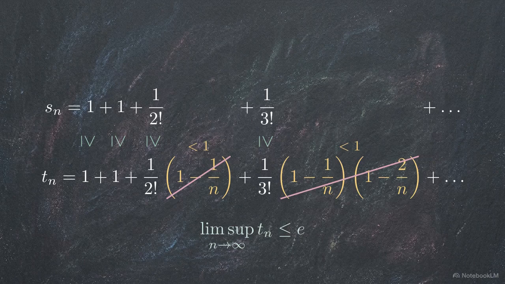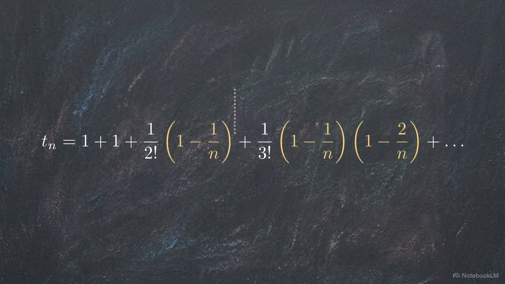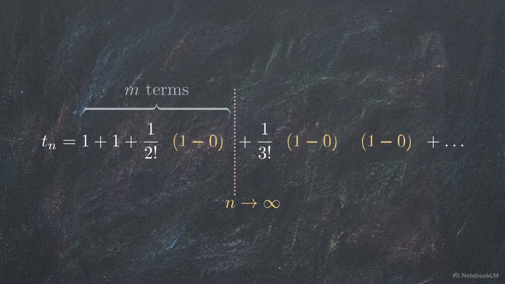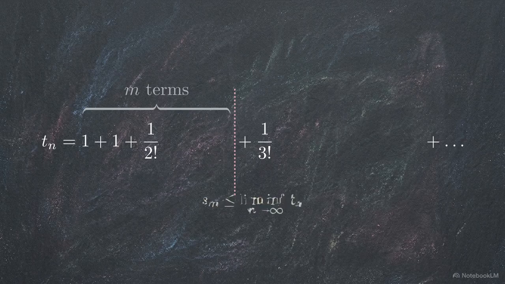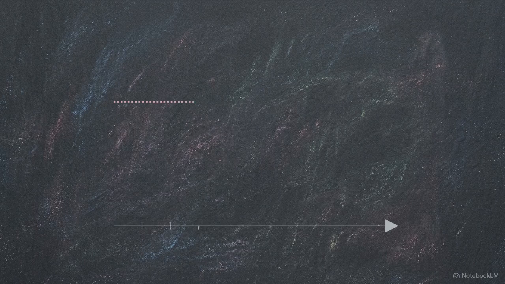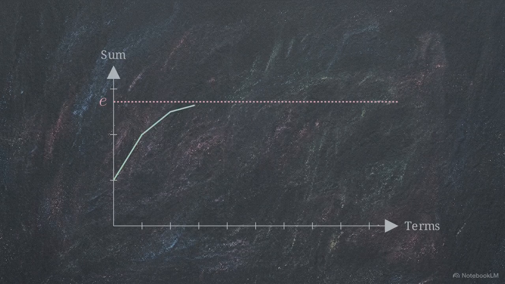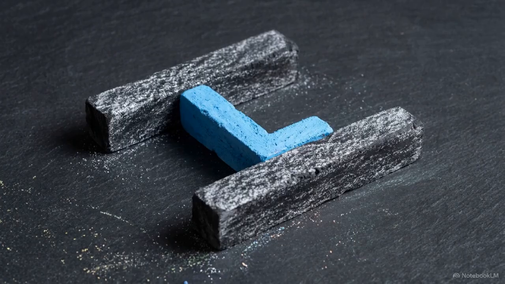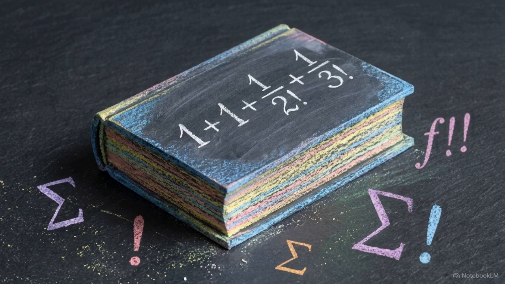Now for the lower bound. We freeze a specific number of terms, let's call it m. As we let n grow toward infinity, the fractions like 1 over n shrink to 0. The terms in parentheses collapse into ones. Our frozen m terms of the factorial series are now less than or equal to the lower limit of t sub n. If we let m go to infinity, our lower bound rises up to match the upper bound. The limit is squeezed perfectly between them. We have proven that the textbook limit and Rudin's factorial series are the exact same value.